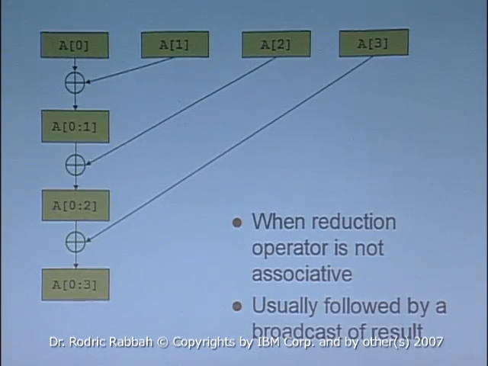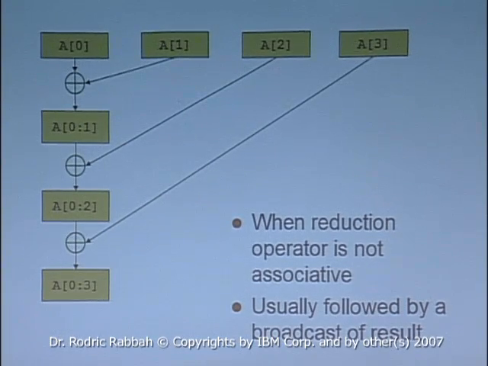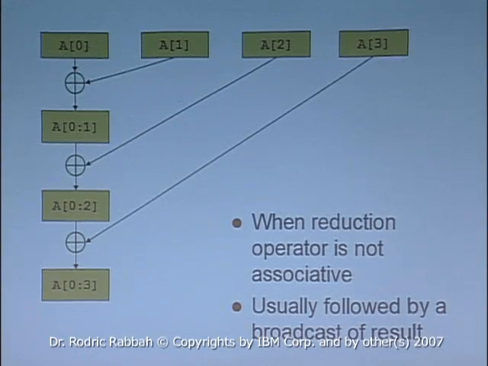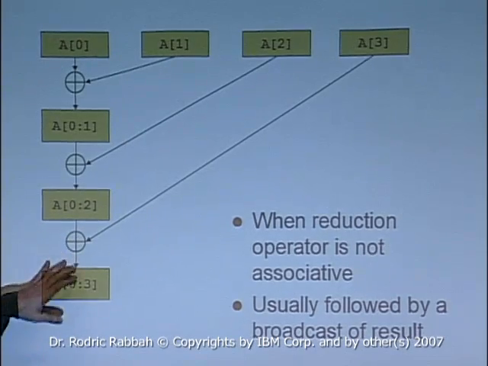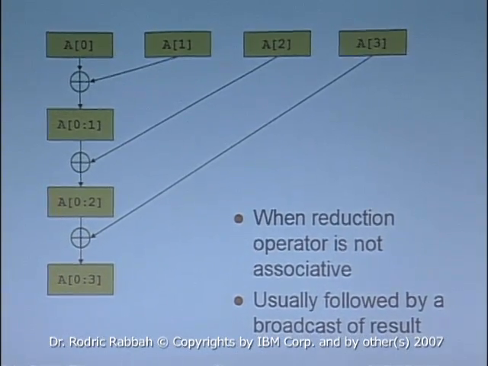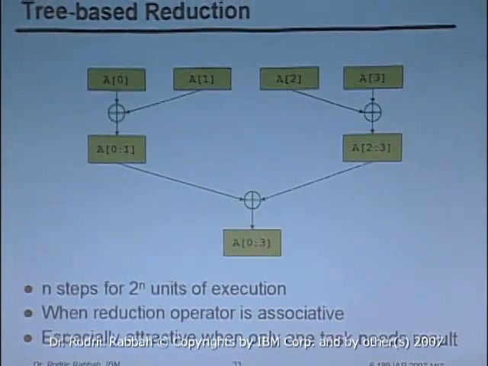I'm going to show you some more examples, and I think we talked about that last time. Often the end result follows a broadcast. It says, here's the end result. Who are all the people that need it? I'll broadcast that out so that everybody has the result. If your operation isn't associative, then you're essentially limited to a serial process, and that's not very good from a performance standpoint.